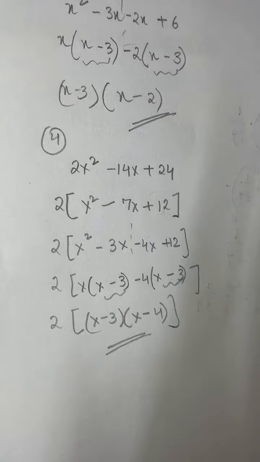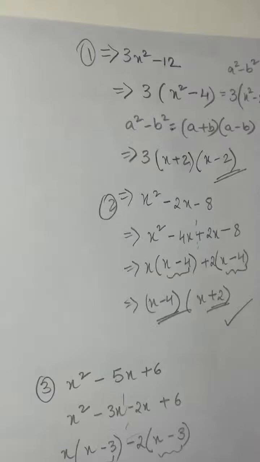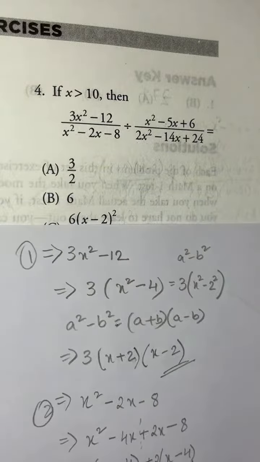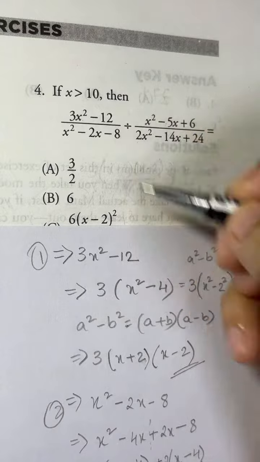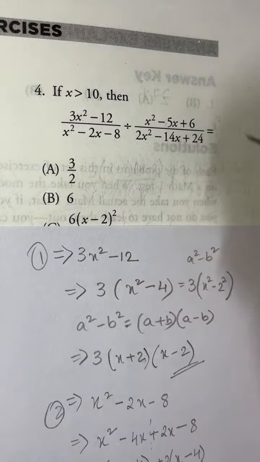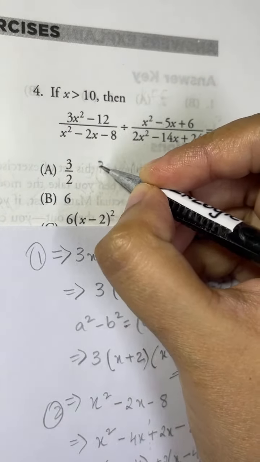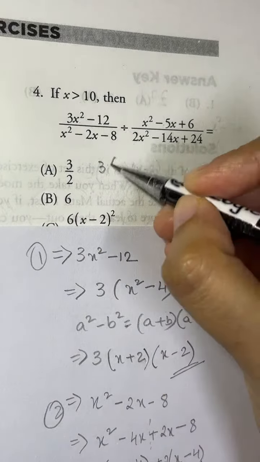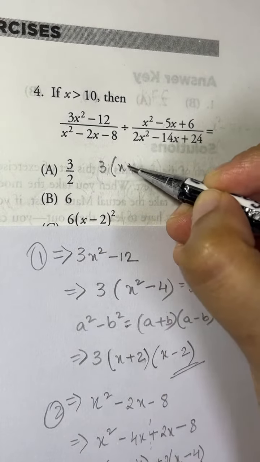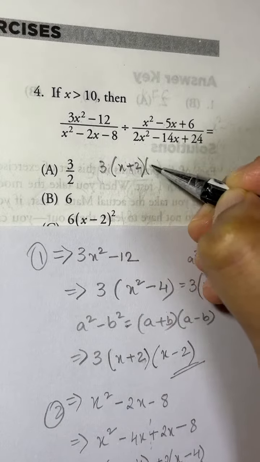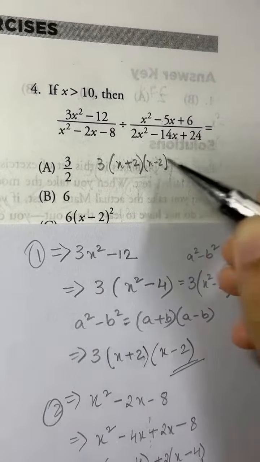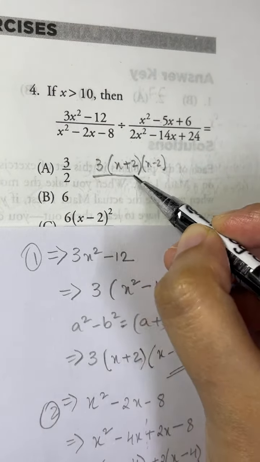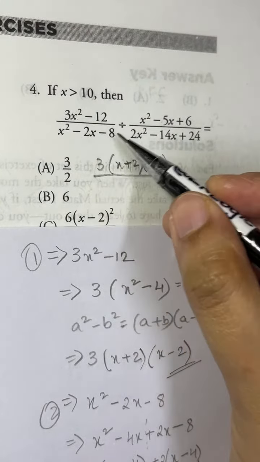Okay, now let's substitute it back in our equation. So we have got 3x squared minus 12. So let me put this: 3 into x plus 2 into x minus 2. Done? Alright. Next, you have divided by, what was x squared minus 2x minus 8?